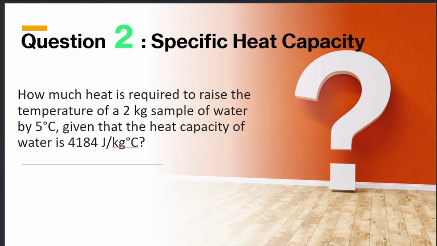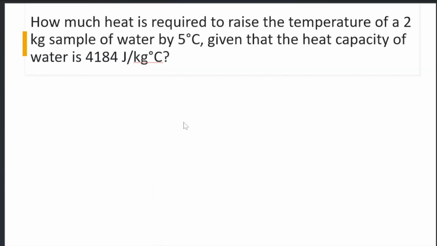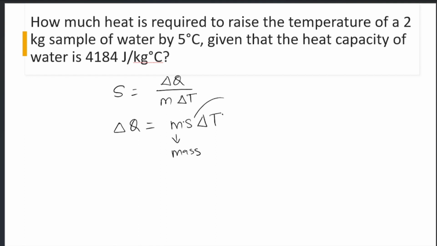So let's solve this question. The formula of specific heat capacity, we know, is S equal to delta Q by M delta T, or we can write delta Q equal to M S delta T. Here M is mass, S is specific heat capacity, and delta T is change in temperature.